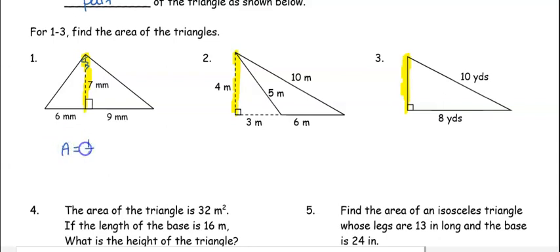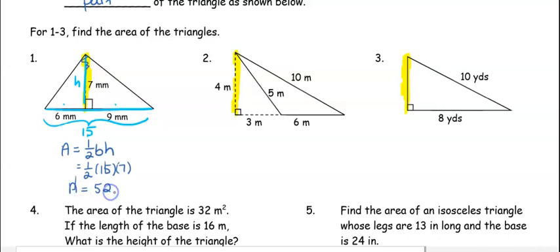So if I want to find the area, 1/2 base times height, the base of our triangle runs perpendicular to the height of our triangle. There's my height. The base is this entire piece. This section is 6 and this section is 9, so I have to add those two pieces together to find the base in the end. So that's 1/2 base of 15 times the height of 7. We multiply all of that out, and we end up with 52.5 millimeters squared.